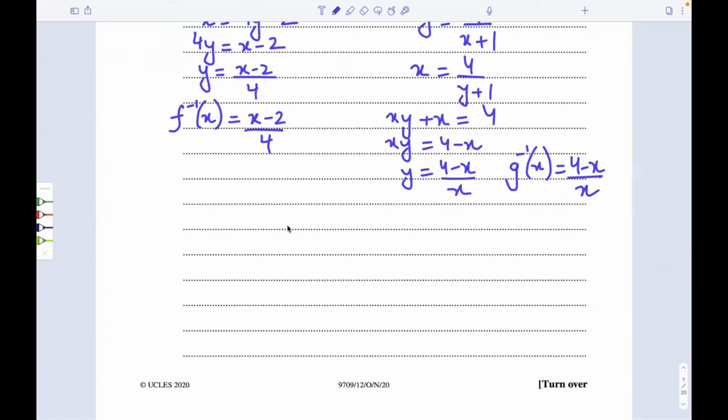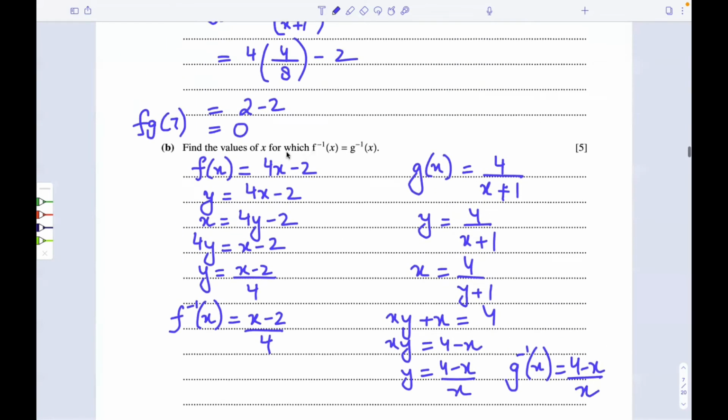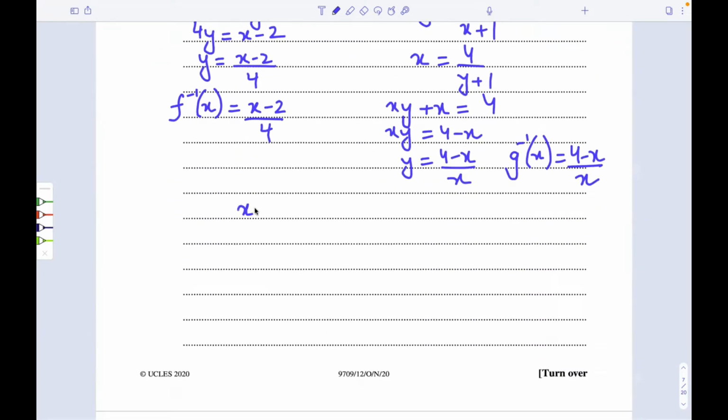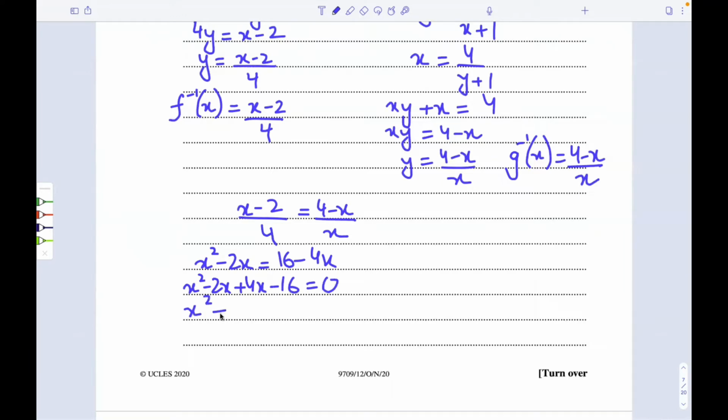Now we have to equate this, as it says the values of x for which f inverse is equals to g inverse. So we write x minus 2 upon 4 is equals to 4 minus x upon x. Cross multiplying, we have x square minus 2x is equals to 16 minus 4x. Bringing the right hand side on the left hand side, we have x square minus 2x plus 4x minus 16 is equals to 0. This will become x square plus 2x minus 16 is equals to 0.